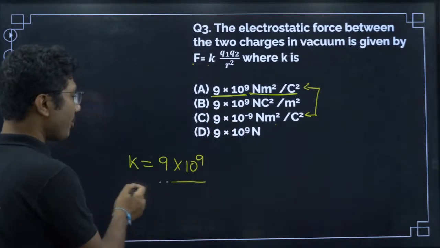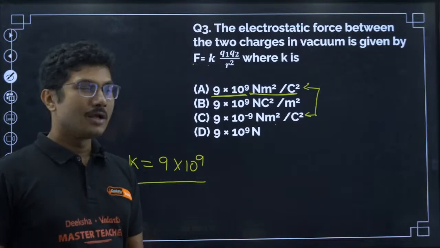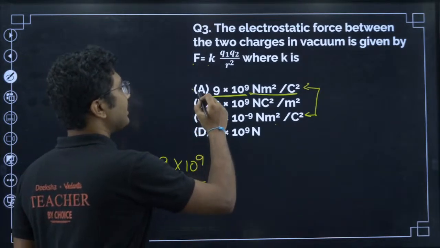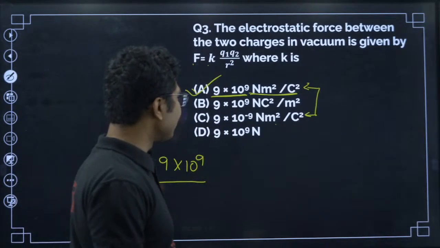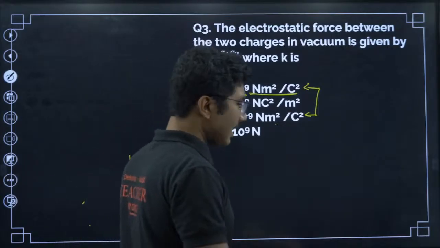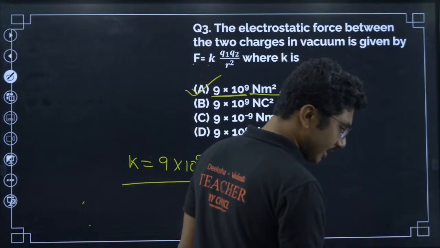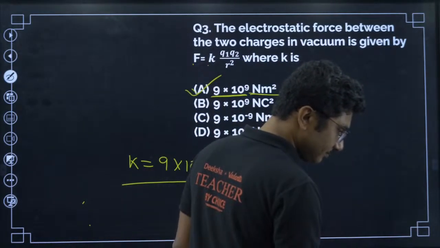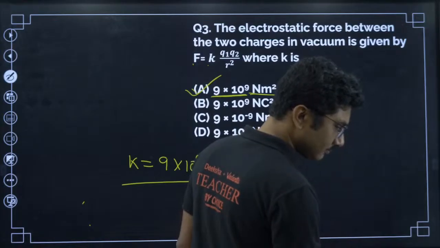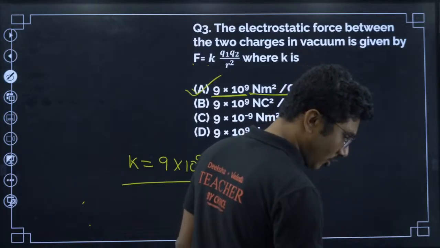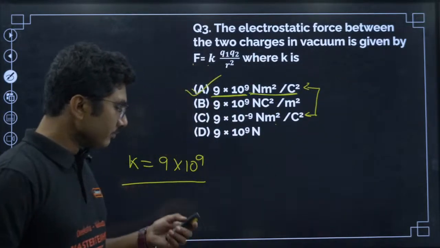And this value is the correct value. This value is very common. We are using it for solving numerical questions. So this is the correct answer, option A. Those who have mentioned option C are not correct. Any other options are not correct. Okay. Option A, yes, option A.